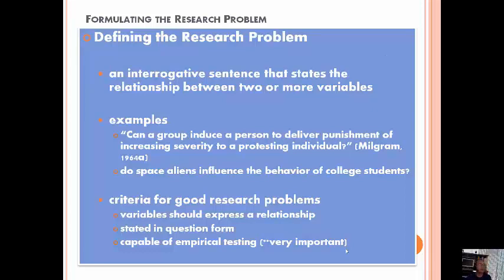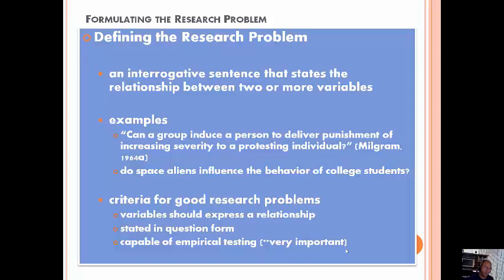So when we define a research problem, we have to have an interrogative sentence that states the relationship between two or more variables, or in other words, the hypothesis. Basic examples: can a group induce a person to deliver punishment of increasing severity to a protesting individual? This is the Milgram experiment, which the movie Experimenter you're going to watch in a week or two, couple of weeks. That is exactly what that is. Do space aliens influence the behavior of college students? Might be another example of research.